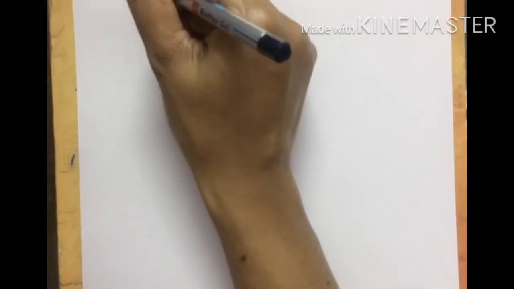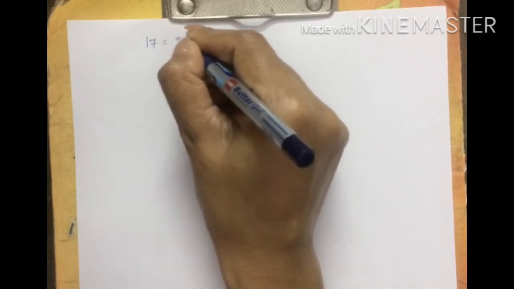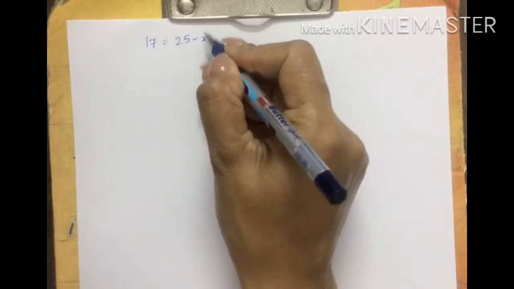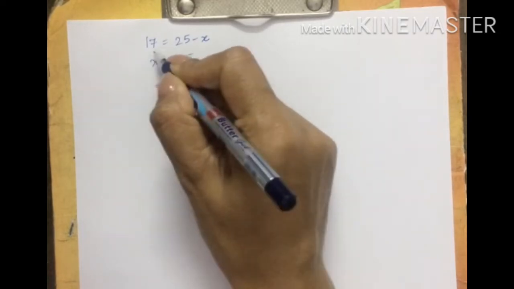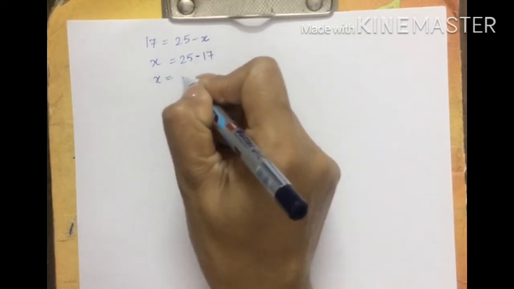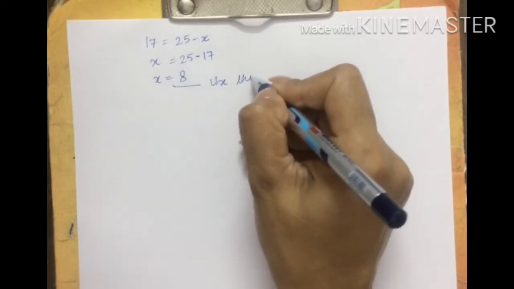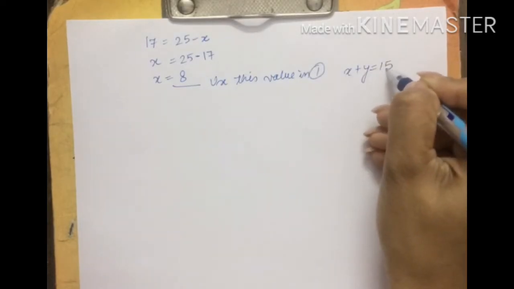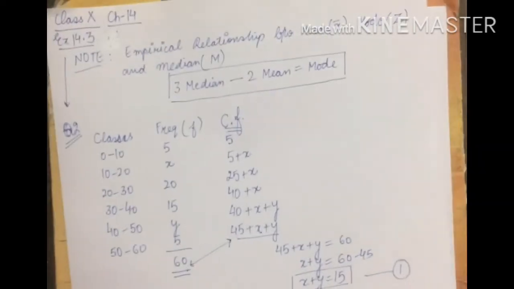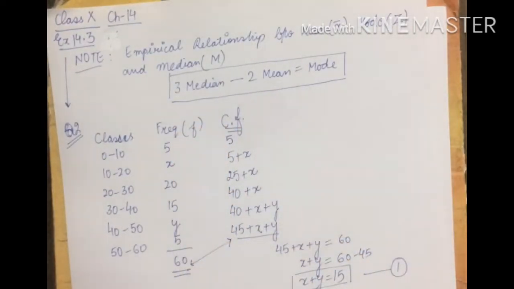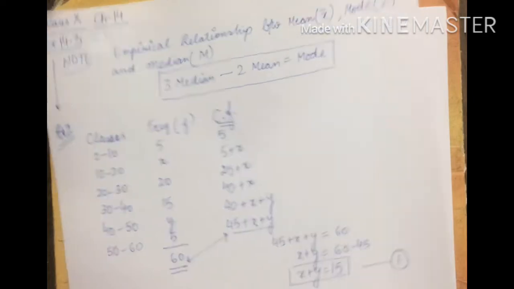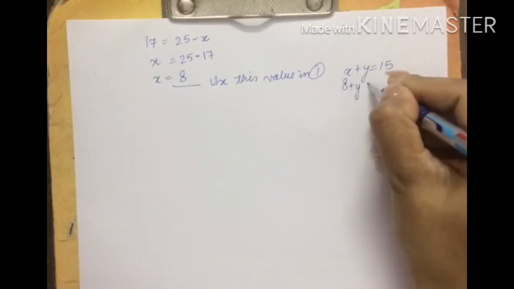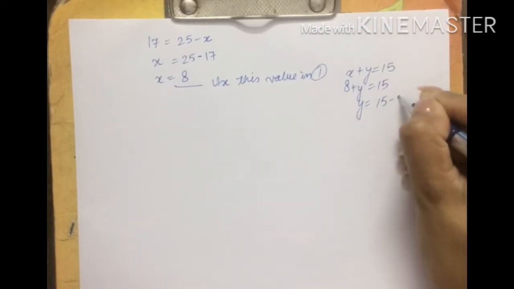Solving, I get 17 equals 25 minus x. Let's transpose x here. It will become positive. 17 to the right. X comes out to be 8. Now use this value in equation number 1. Equation number 1 was x plus y equals 15, which we obtained by using the total of the frequencies. The total of the frequencies was 60, which should be equal to this. We obtained this equation. Now we are going to use the value of x here and find y. So 8 plus y equals 15. Y comes out to be 7.